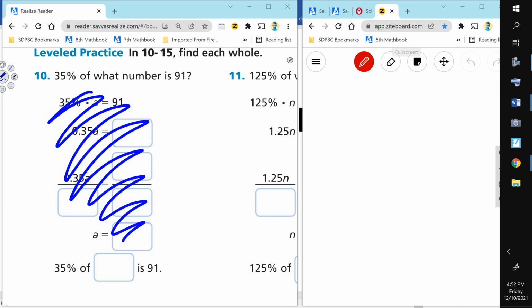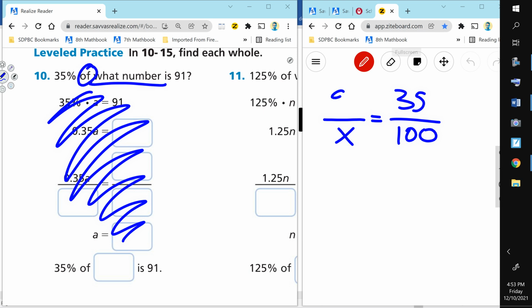So 35% of what number is 91? Here's the good news. Use a percent proportion to solve. Remember, the of is here and the percent is here. So there's my 35%. Of what number? There's the of, but there's nothing after it, so I'm going to put my variable there, and then I'm going to put 91 here. Now I can just cross multiply, and then I can solve it.